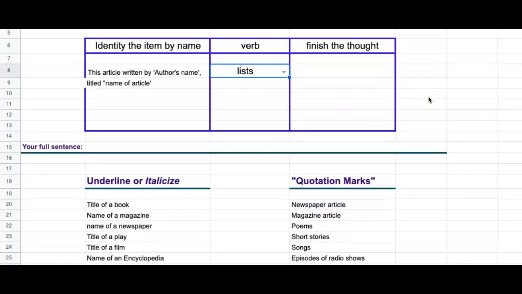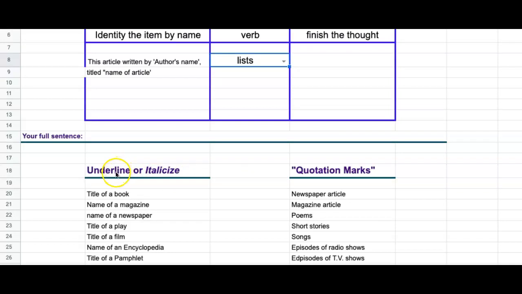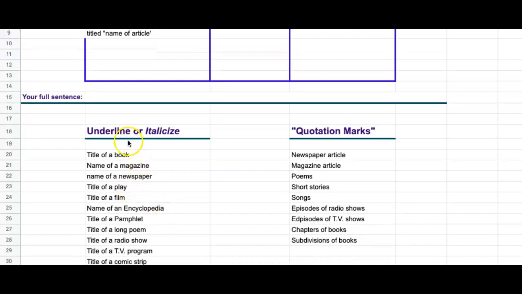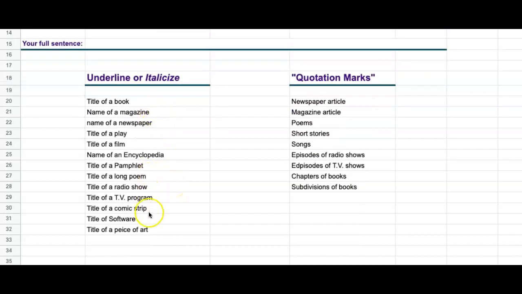Also found on this page are two lists and how to mark the names of different things. So over here on the left, we have underline or italicize. So if you have the title of a book, you can either underline or italicize it. Name of a magazine, name of a newspaper, title of a play. Those are all going to be underlined or italicized. And the list is maybe 15 different items long.